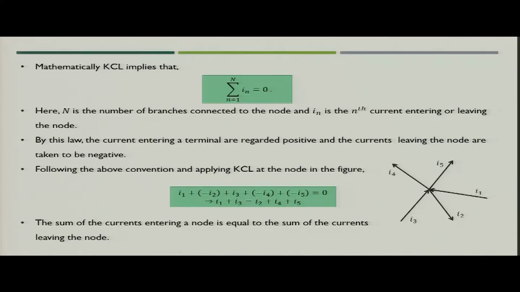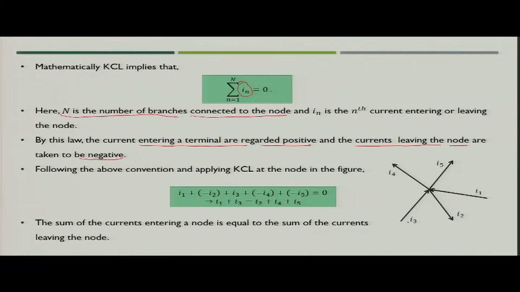So KCL says that the summation of all the currents flowing in all the branches is equal to 0, where the subscript n varies from 1 to capital N. What is capital N? Capital N is the total number of branches connected to that particular node where we are analyzing the circuit, or you can say the total number of branches coming in or going out of a particular closed boundary. In this law, currents entering the node are regarded as positive and currents leaving the node are considered negative.